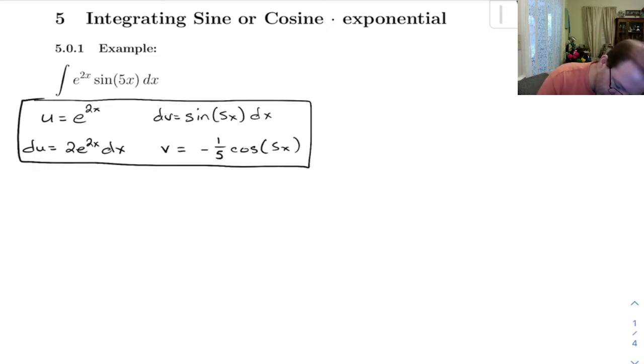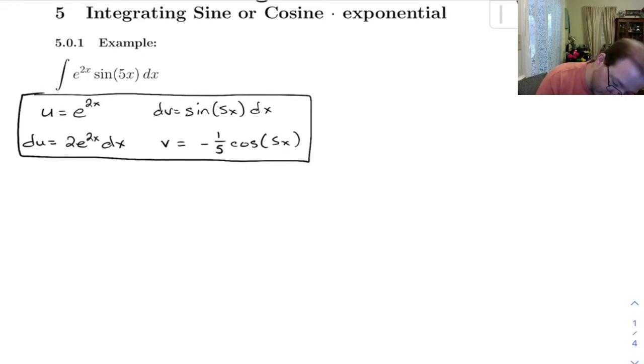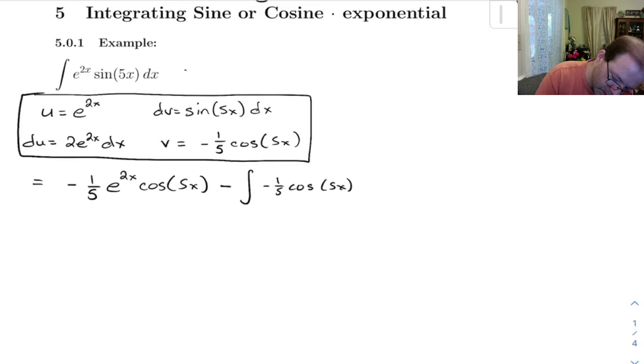So I'm going to rewrite this. Remember, it's uv minus integral v du. So when I rewrite this integral, it's going to give me uv. I'm going to put the 1/5 out front. 1/5 e to the 2x cosine 5x minus integral v du.